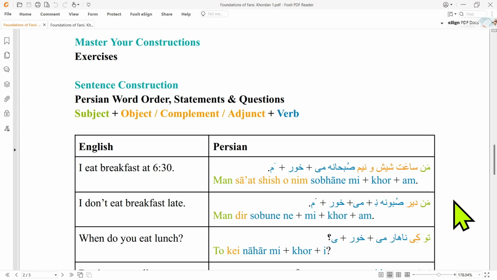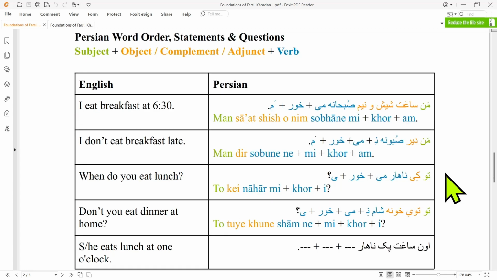The word صبحانه in everyday speech has the alternative صبحونه. So I can also say من دیر صبحونه نمیخورم. When do you eat lunch would be تو کی نهار میخوری. And don't you eat dinner at home would be تو توی خونه شام نمیخوری.